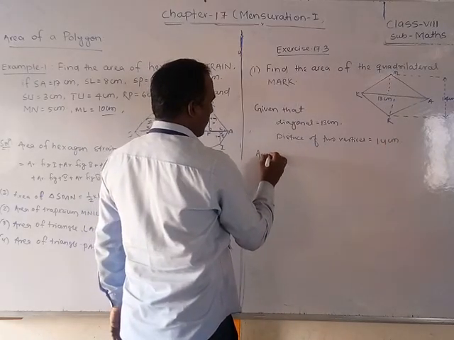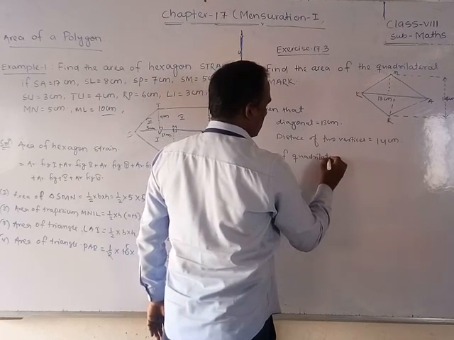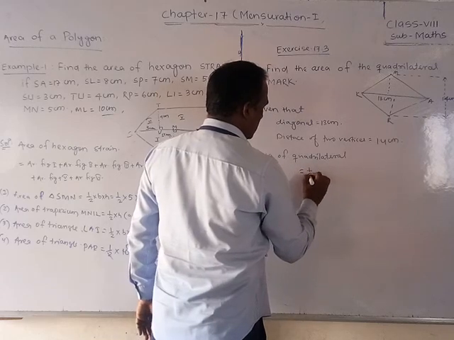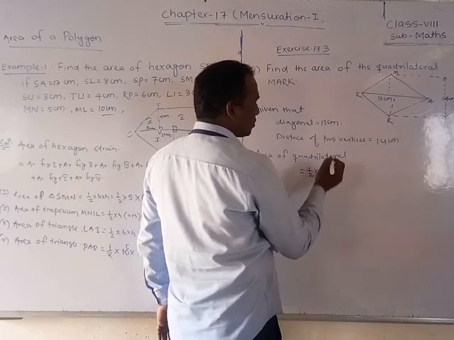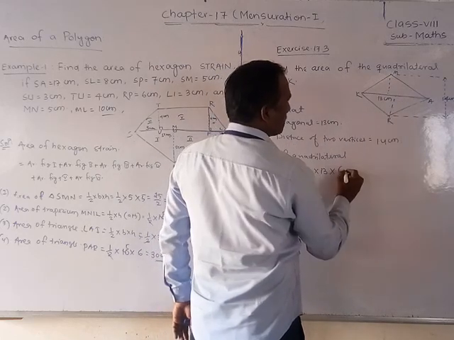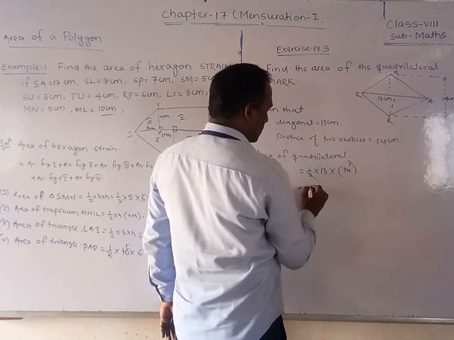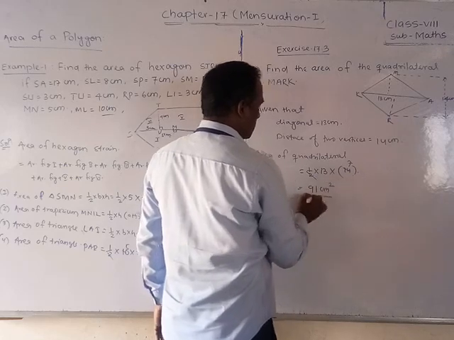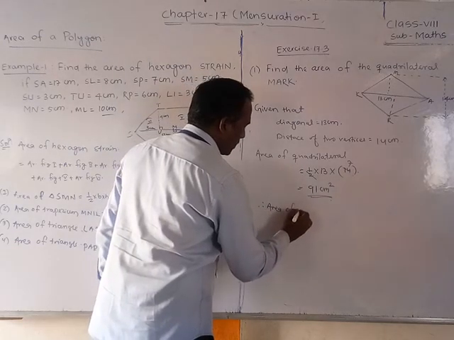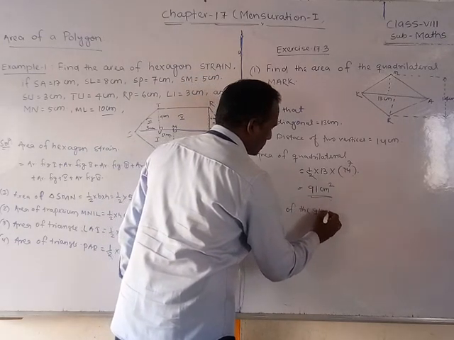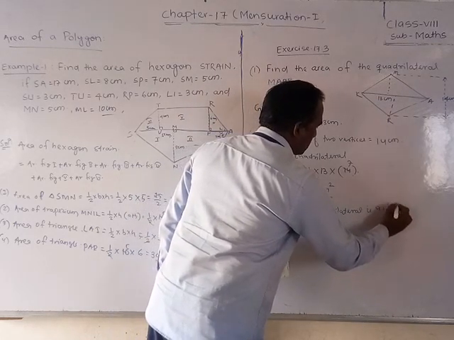So the area of the quadrilateral is equal to half into the diagonal, that is 13 centimeter, into the sum of the heights, that is also 14 centimeter. So it is equal to, if you cut, 7 13s are 91 centimeter square. Hence the area of the quadrilateral is 91 centimeter square.